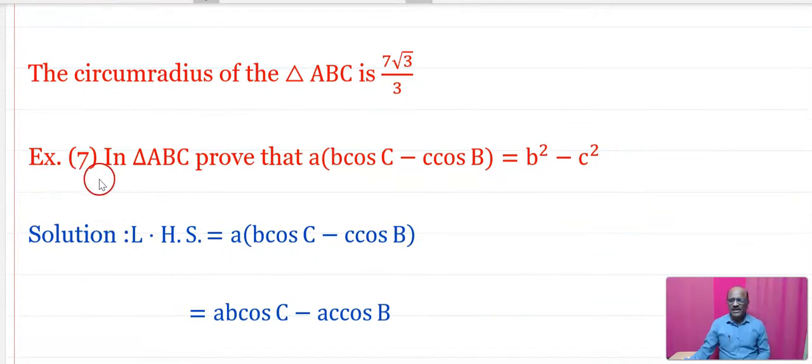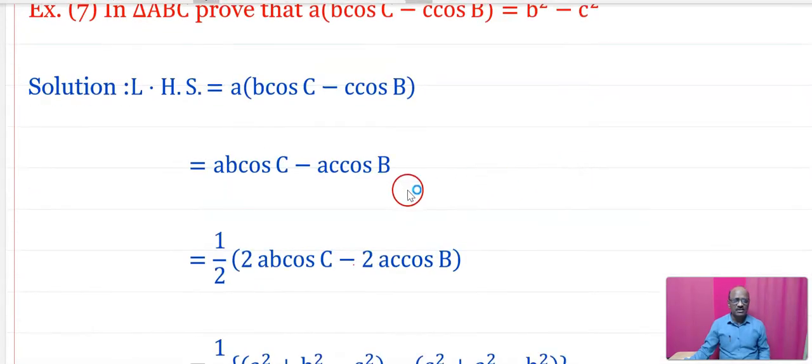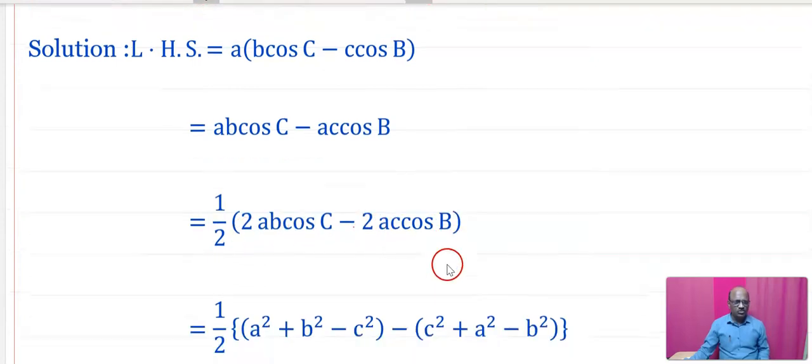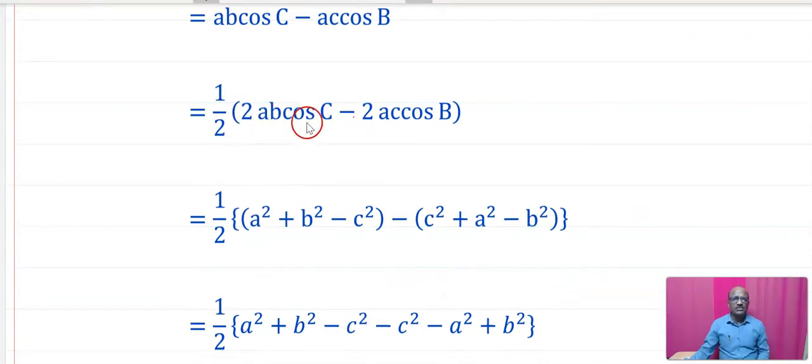Next problem. In triangle ABC, prove that a(b cos C minus c cos B) is equal to b square minus c square. Now consider the LHS, a(b cos C minus c cos B). If you make the product, you will get ab cos C minus ac cos B. Again this can be written by multiplying numerator and denominator by 2. Therefore here 1 upon 2 (2ab cos C minus 2ac cos B). But what is the value of 2ab cos C?